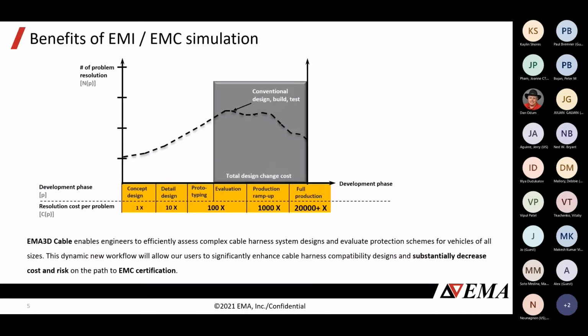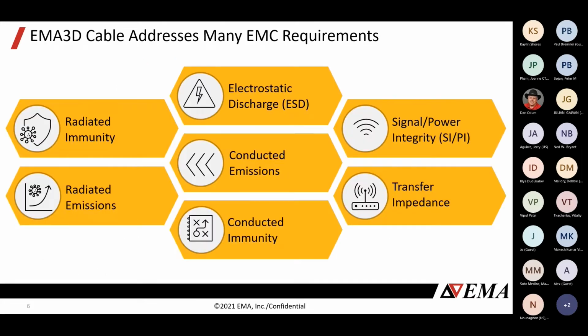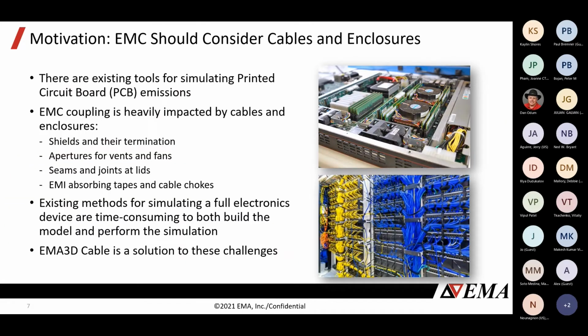So the whole goal here is to get away from the build-test paradigm and now add a phase where we do prediction earlier in our program. It's much less costly to make changes early in your program, and you're going to take less risk into that testing phase. So we're going to talk about some of the individual EMC environments next. We're going to go through them one by one. We will talk about radiated immunity, radiated emissions, electrostatic discharge, conducted emissions, conducted immunity, signal integrity, power integrity, and finally, transfer impedance.